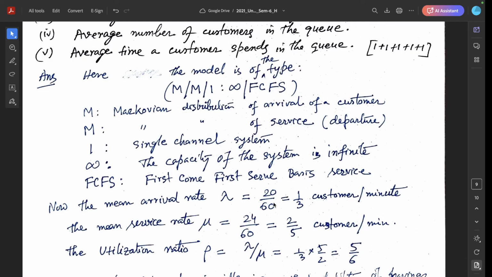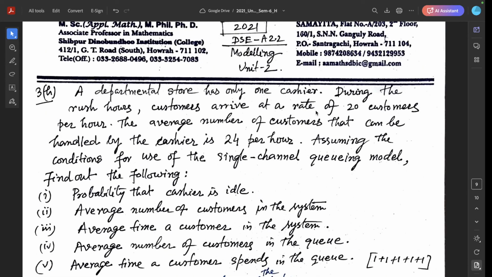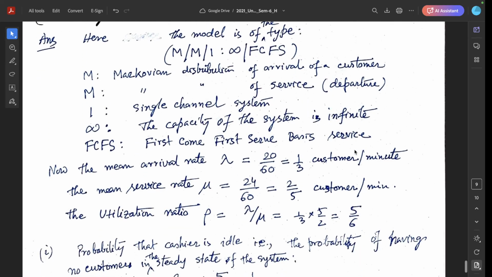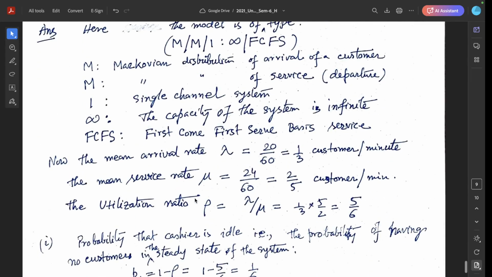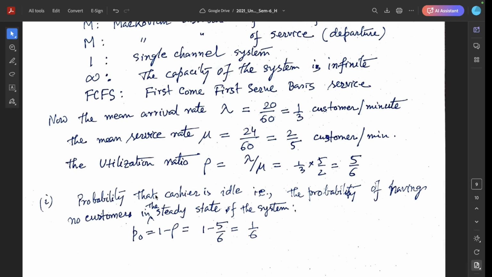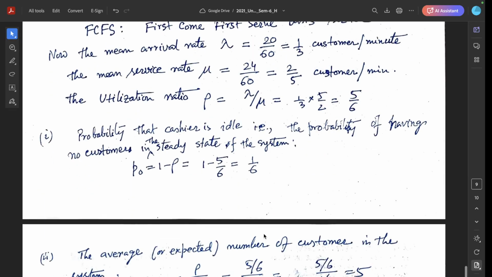Now the arrival rate lambda is 20 by 60, because the rate is 20 customers per hour and there are 60 minutes per hour. So 20 by 60 customers per minute is the mean arrival rate, and the mean service rate mu is equal to 24 by 60, because 24 customers per hour are handled. The utilization ratio rho is lambda by mu, that is equal to 5 by 6. The probability that the cashier is idle, that is the probability of having no customer in the steady state of the system, P0, is equal to 1 minus rho, so this is 1 by 6.